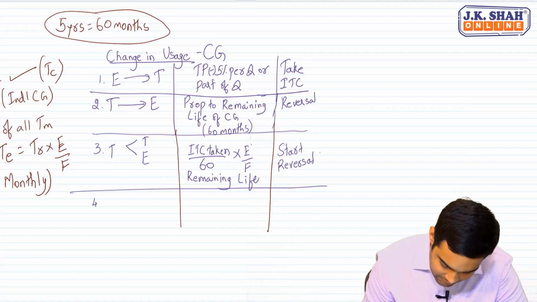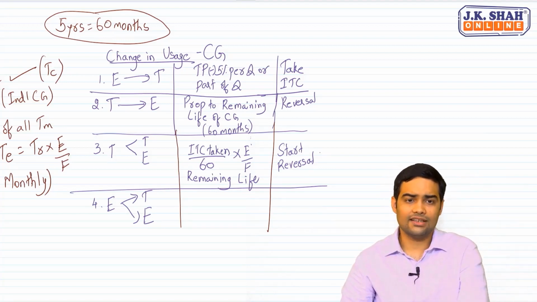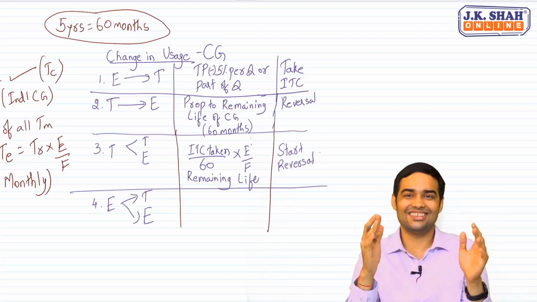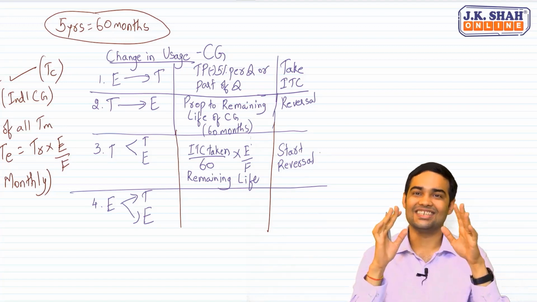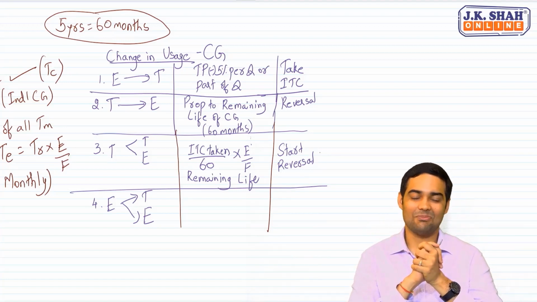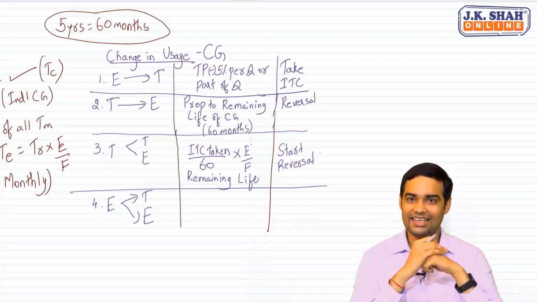See this very carefully. Earlier used for exempt, now used for both taxable and exempt. See, there can be other two cases, but they are not given in the law. We'll be sticking to this revision lecture. In full lecture, we discuss all the possible cases, but now we'll stick to exam point of view. Exempt, now being used for both taxable and exempt.